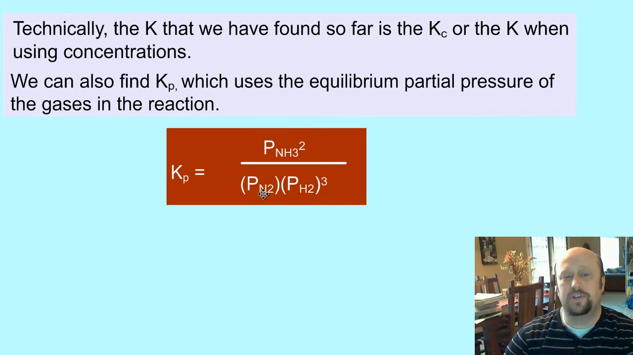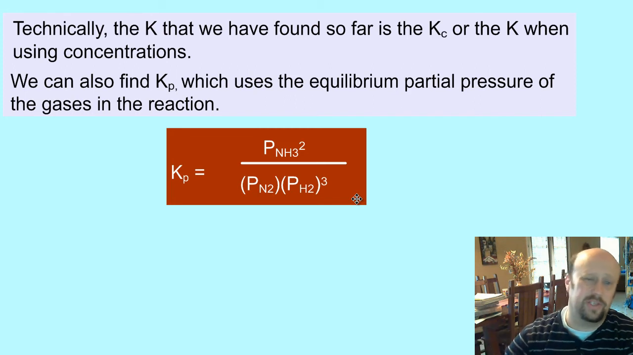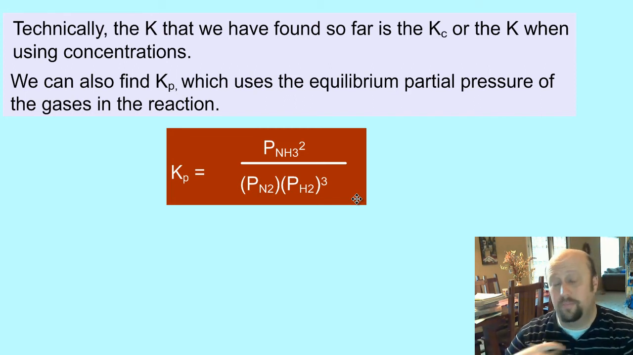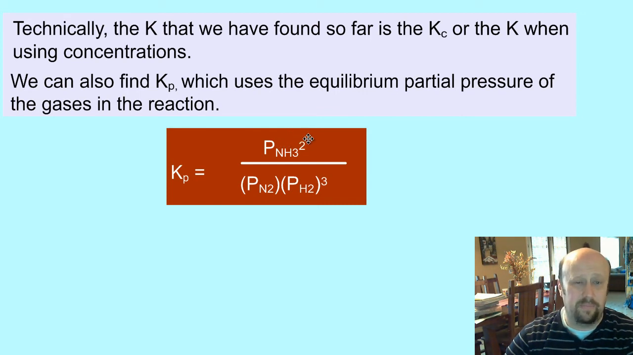partial pressure of nitrogen raised to the 1 because it's got no coefficient, right? Partial pressure of hydrogen cubed because it had a coefficient of 3, and we will plug those things in and pretty simply crank out our math there. And you'll see that's the same basic setup, raised to the power of the coefficient, products over reactants. The only thing that's different is we're not using concentration, we're using partial pressures in this case.